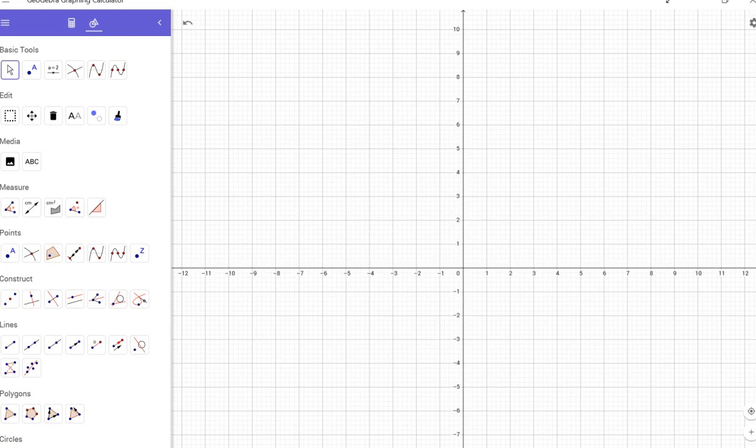I'm going to be graphing these on here from now on. I know, it's pretty cool. I'm going to graph it on here just because it's a little bit easier.